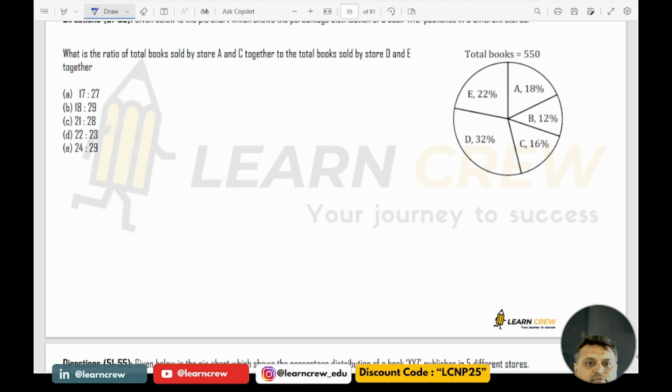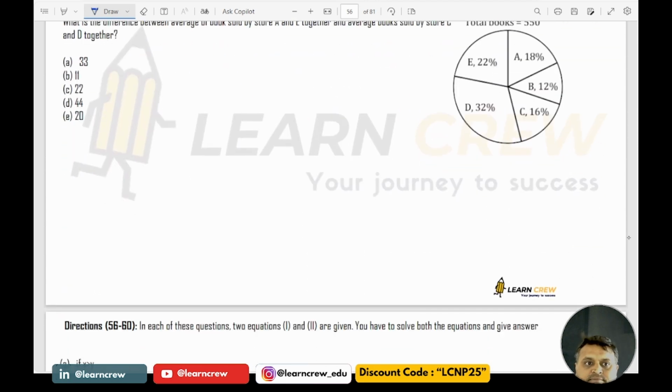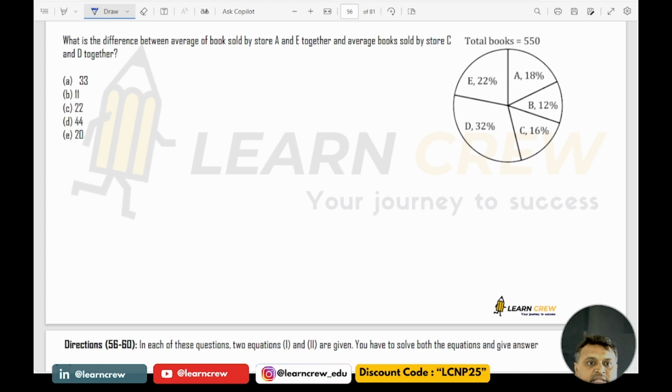What is the ratio of total books sold by A and C together to total books sold by D and E together? A and C is 34% and D and E is 54%. So what is the ratio? 17 is to 27. Next, what is the difference between the average books sold by store A and E together to the average books sold by store C and D together?